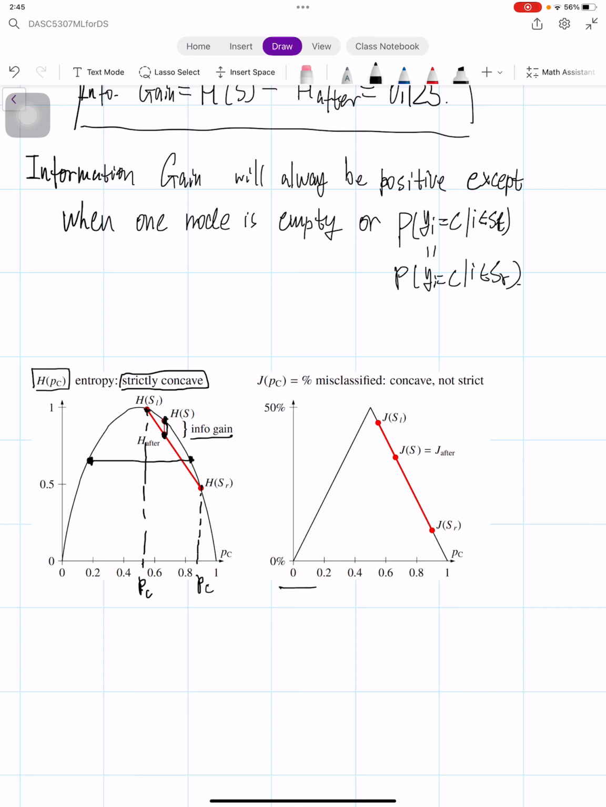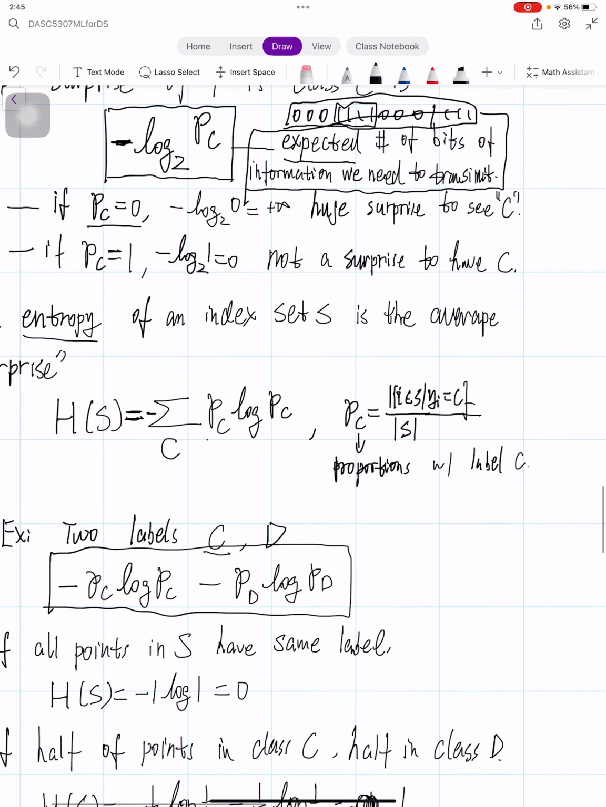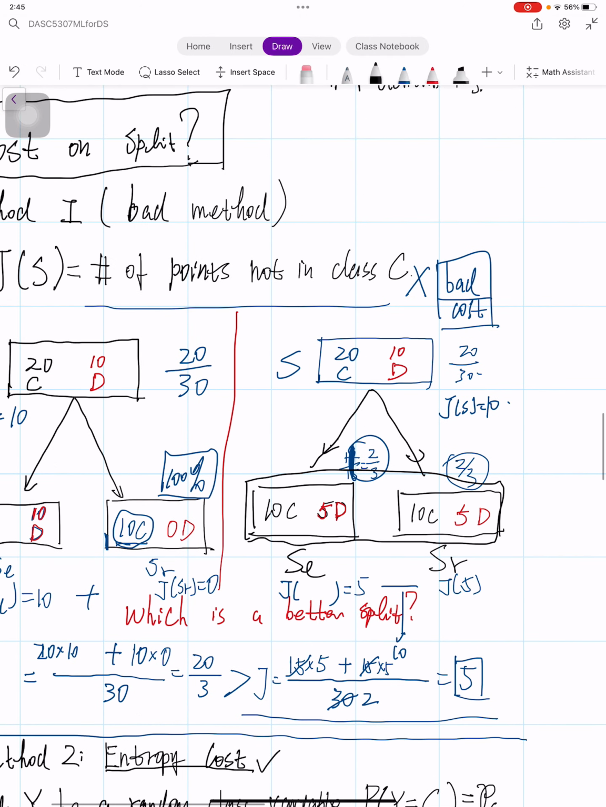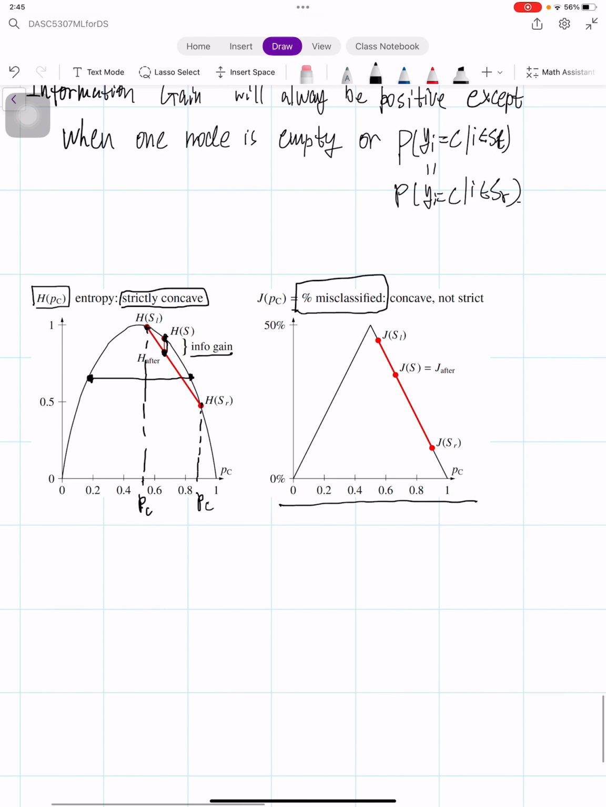On the right hand side, this is a cost function using the misclassification percentage, which is method 1. We say it's a bad method in this case. As we can see, this is not strictly concave. So if we have the two child nodes here and we draw a line segment connecting 2 points on the curve, the segment lies entirely on the curve.